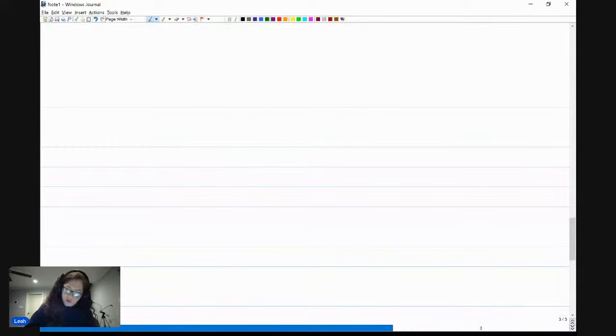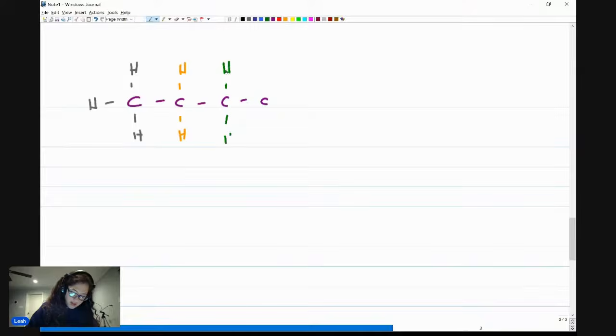So let's jump to a more complex molecule. What if I take my carbon chain, and this time I make it 4 carbons long? You know what? Let's keep it just like this. 4 carbons long. So I have my CH3 at the end. And then here I have a CH2. Here I have a CH2.